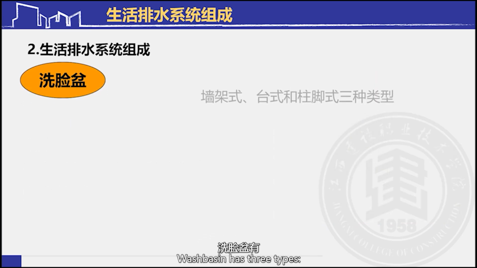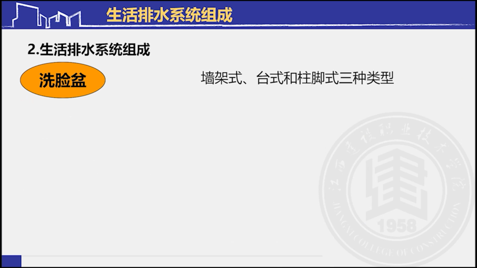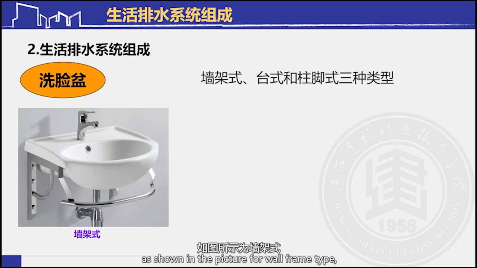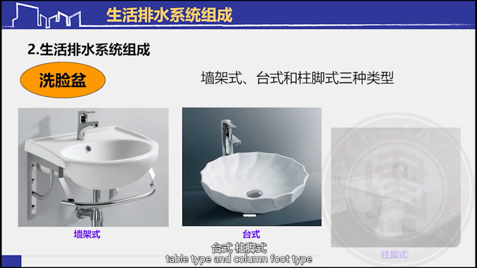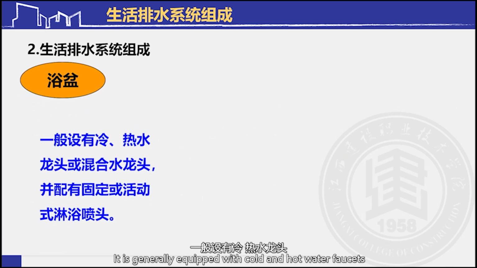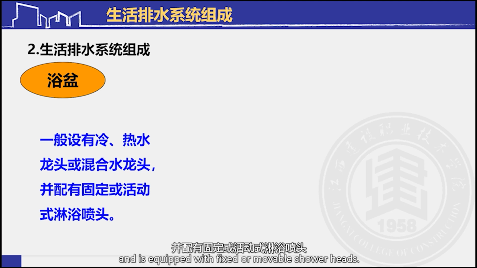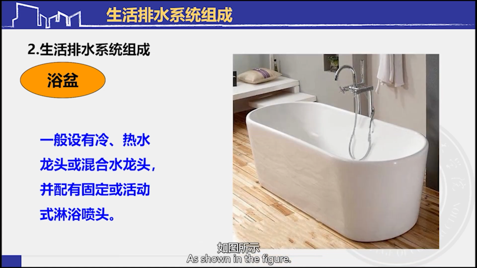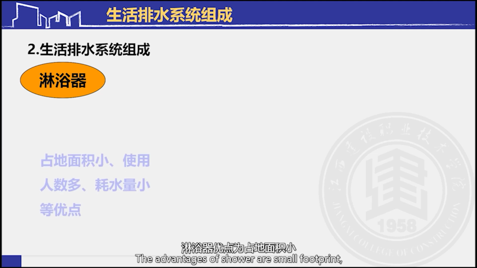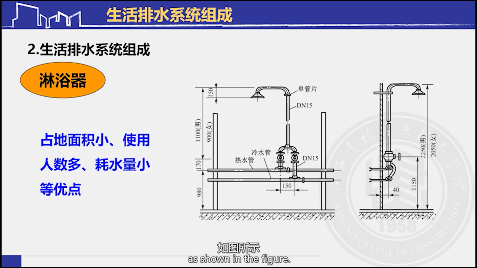Wash basin has three types: wall frame type, table type, and column foot type, as shown in the picture. Bathtub is generally equipped with cold and hot water faucets, or mixed faucets, and is equipped with fixed or movable shower heads, as shown in the figure. The advantages of shower are small footprint, large number of users, and small water consumption, as shown in the figure.